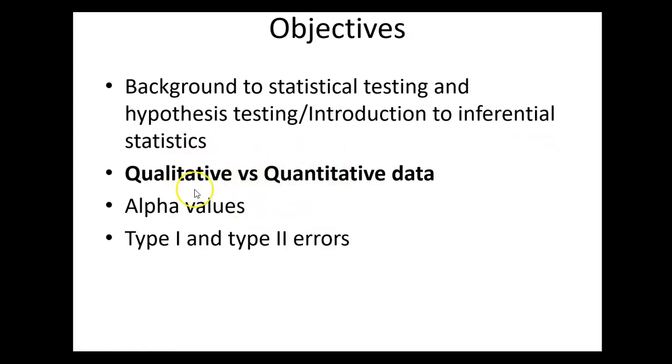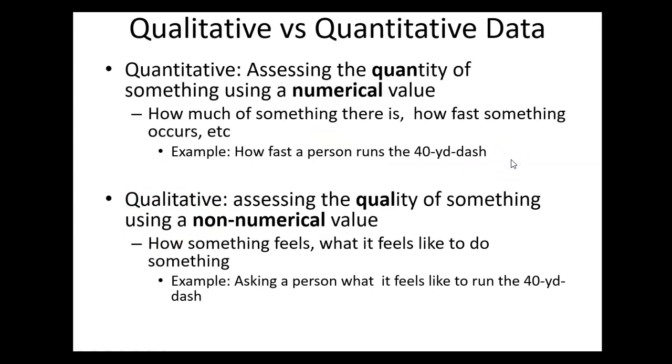Next, some of this might be familiar as well, but it's qualitative versus quantitative data. Quantitative data involves assessing the quantity of something using a numerical value. This might be how fast a person runs a 40-yard dash. It's really how much of something. Qualitative data involves assessing the quality of something, and we do that using a non-numerical value. That might ask someone how they feel. For example, if someone runs a 40-yard dash, we get a time that's quantitative. If we ask them how they feel after it, that would be qualitative data.